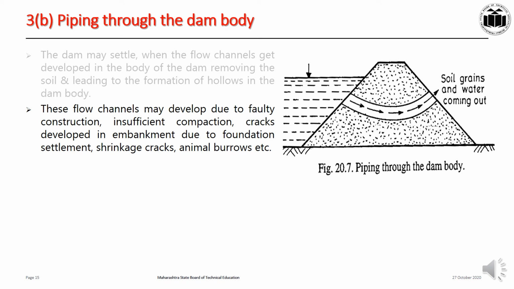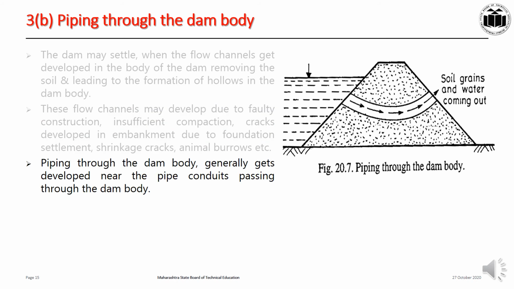These flow channels may develop due to faulty construction, insufficient compaction, cracks developing in the environment due to foundation settlement, shrinkage cracks, animal burrows, etc. These are the reasons for piping through the dam body, that is, seepage through the dam body. Piping through the dam body generally develops near the pipe conduits passing through the dam.